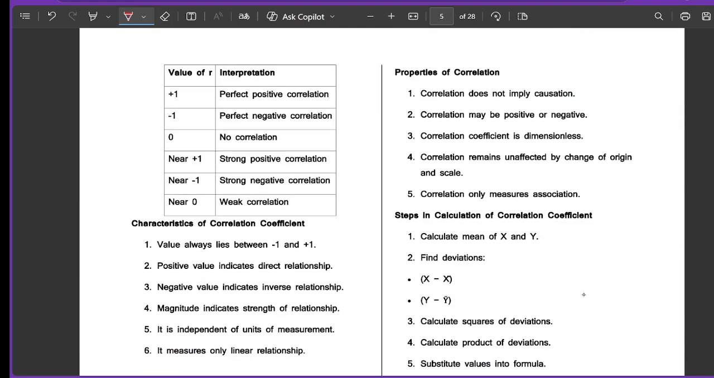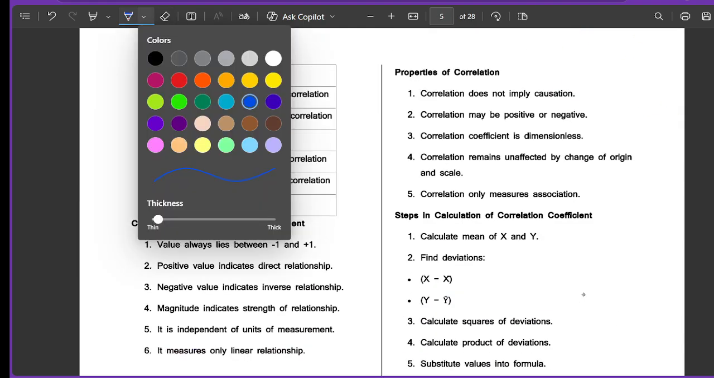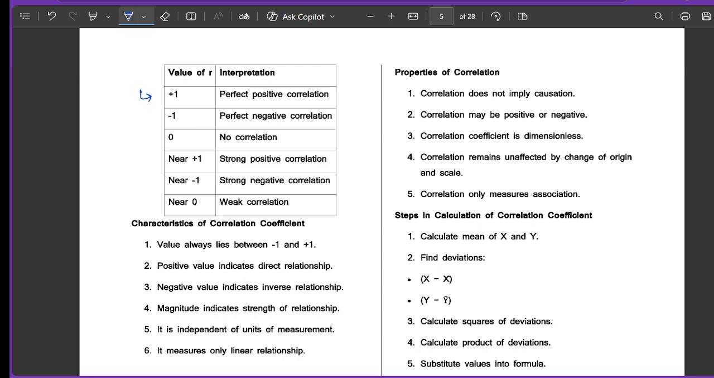So I have written all these things here. Supposedly, if the value comes out to be plus 1, we say perfect positive correlation. If it is negative 1, then it is perfect negative correlation. No correlation when the value comes out to be 0. Near to plus 1, then it is strong positive correlation. If it is near to negative 1, then it is strong negative correlation. And if it is near to 0, it is a weak correlation.